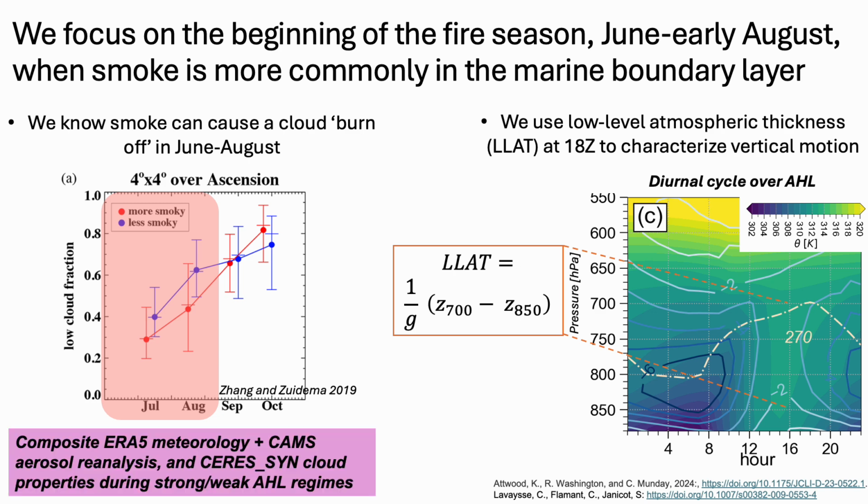And we're going to composite weak or strong Angola heat low days, basically based on terciles of low-level atmospheric thickness. And then we're going to take meteorological reanalyses and cloud properties during these regimes to understand what the Angola heat low's role is in the beginning of this burning season.